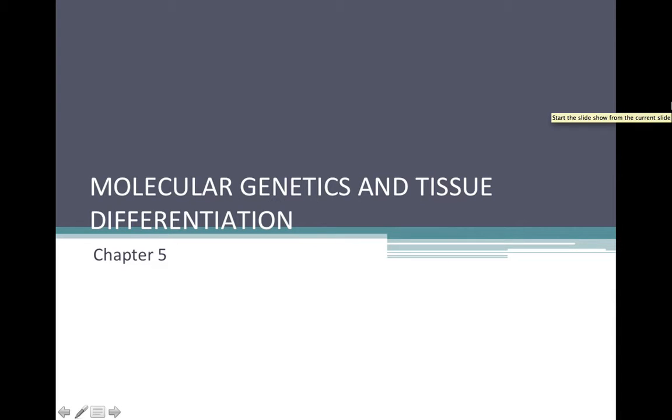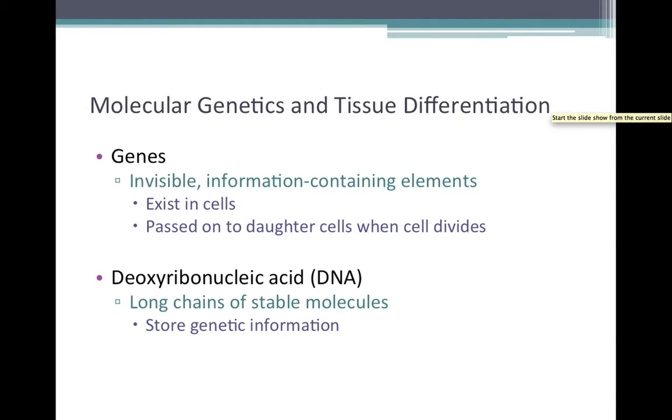Okay, we're going to talk about chapter 5, which is on molecular genetics and tissue differentiation. Now, it turns out that the entire genome is made up of about 25,000 genes. And genes are basically these invisible information coding elements.